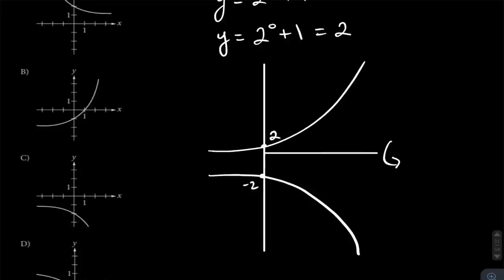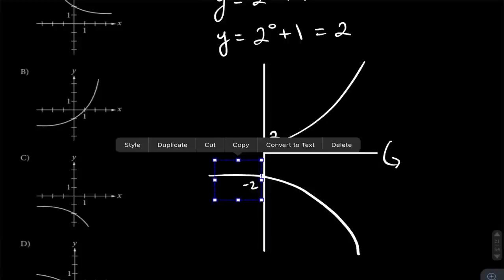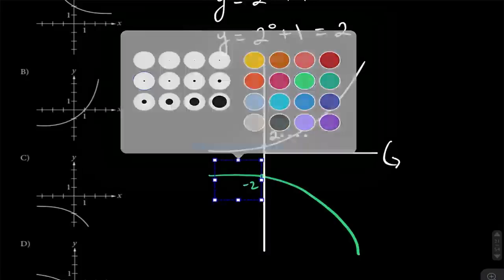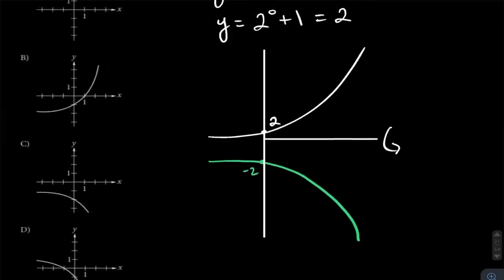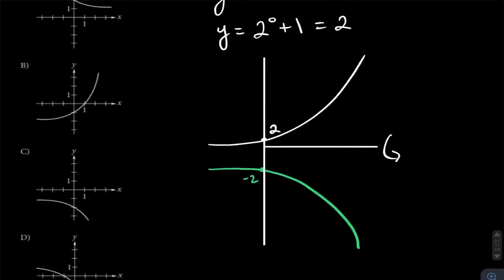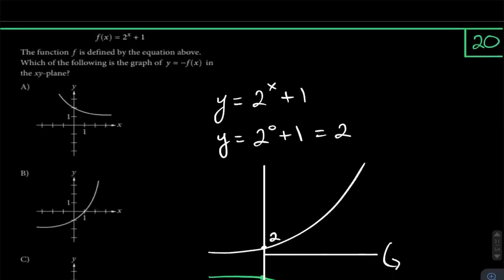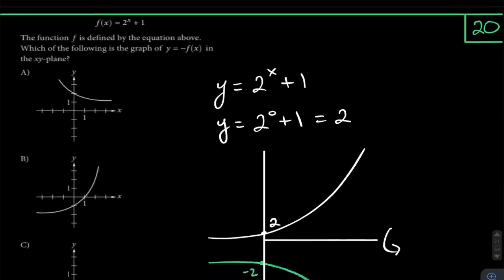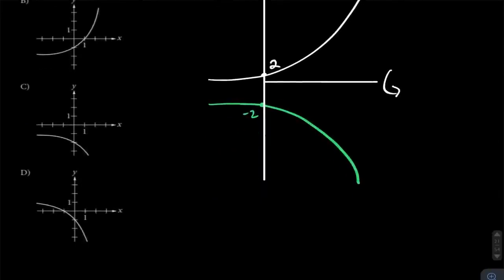Okay, and so I'll make that, I think the section is green, if I'm right. Yes. That's going to be our new graph. All you have to know is that just the negative will flip it about the x-axis. And so that's going to be choice C.